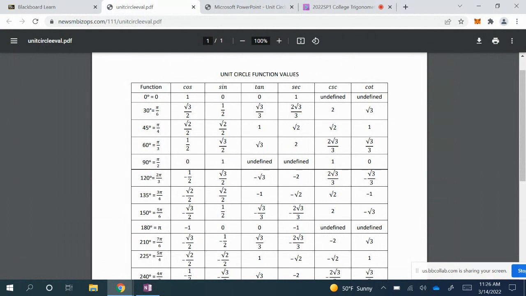All right, but if we take a look at the unit circle function values chart, notice that all 6 trig functions for all of our angle measures are given right on this particular page. So I'm going to look at the sine, right? And I want to find all of the sine values that are negative square root of 2 over 2.